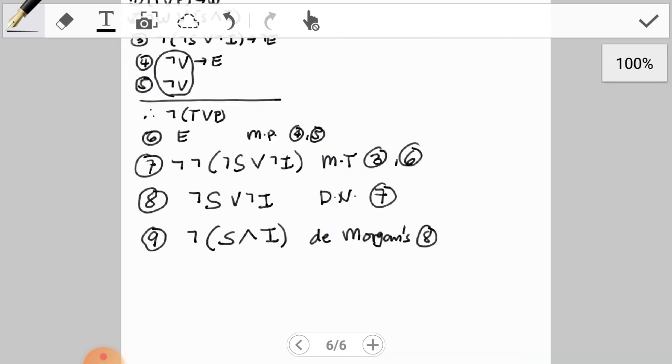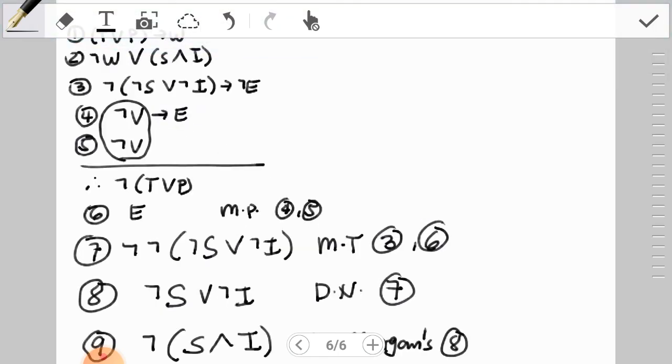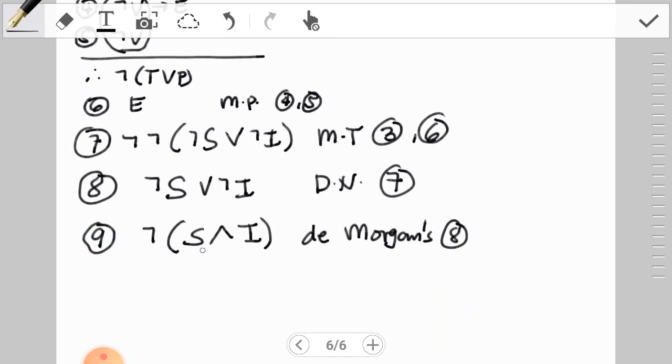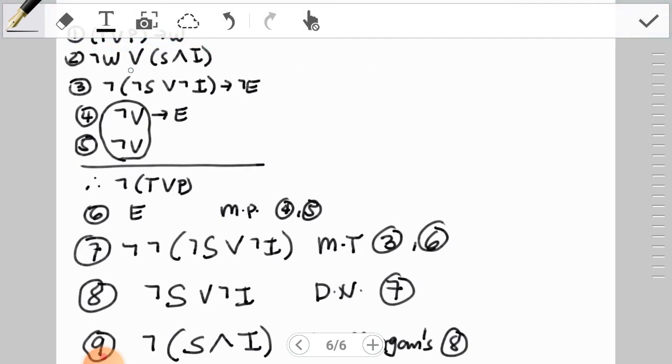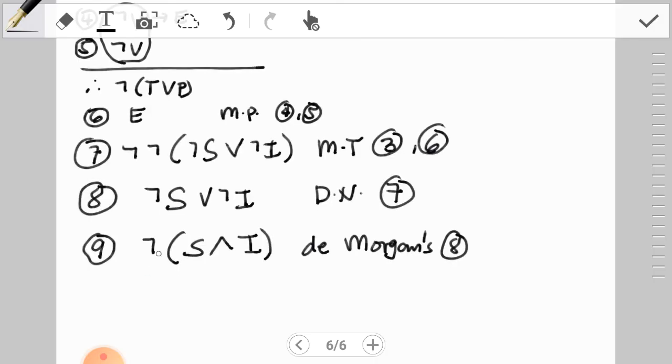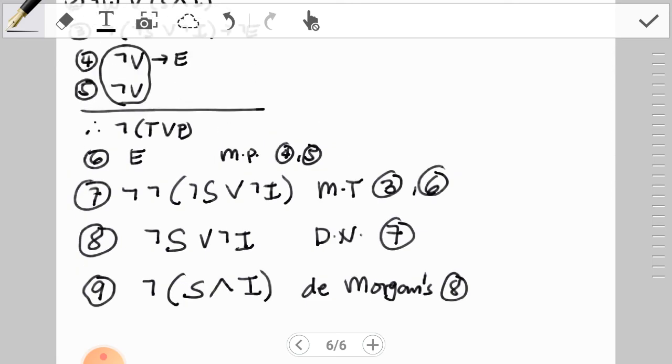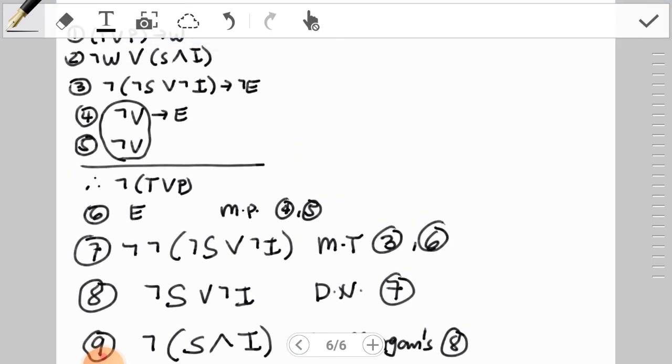Then, after using De Morgan's rule of line number 8, where will we use that? Look at this. We have, in line number 2, you will find here S and I. This is an or, and this is a negation of 1. We have used this earlier, using disjunctive syllogism again. Disjunctive syllogism.